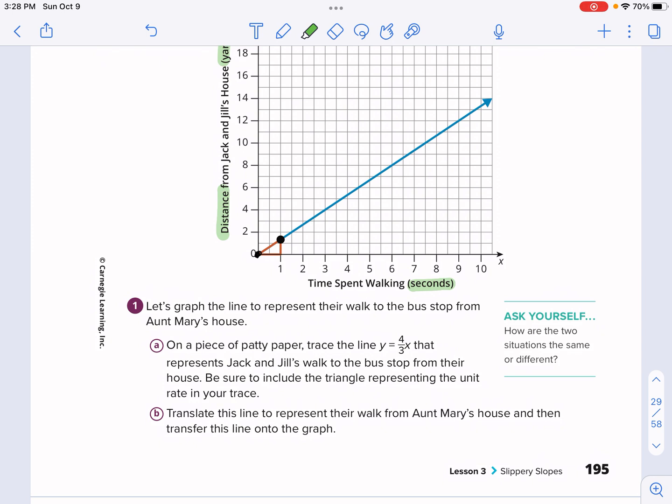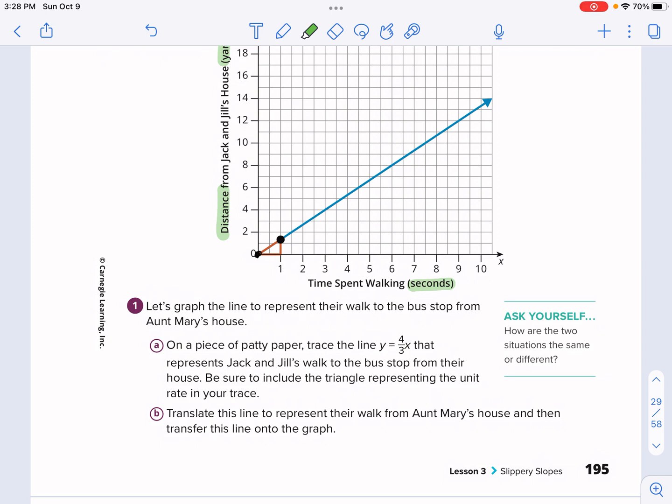But it says, let's graph the line to represent their walk to the bus stop from Aunt Mary's house. All right, so Aunt Mary is 10 yards away. Really what's happening here is that everything that's graphed on this blue line is going to be 10 yards further away. So that distance from Jack and Jill's house is going to be increased by 10.